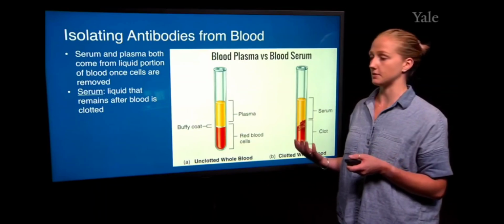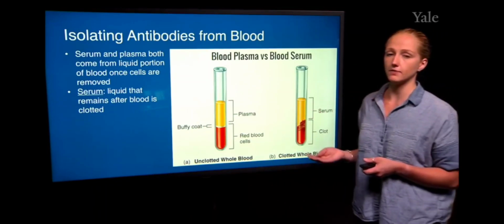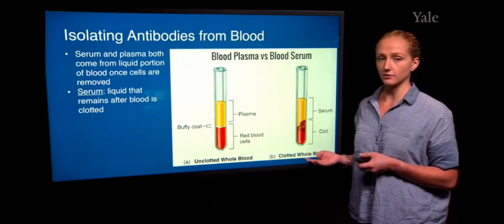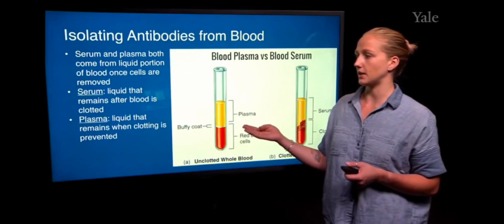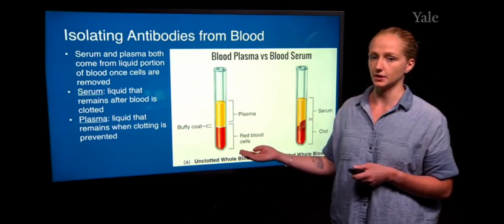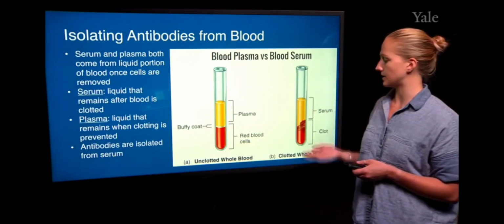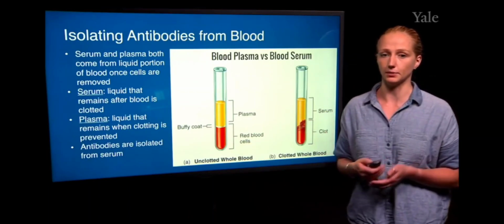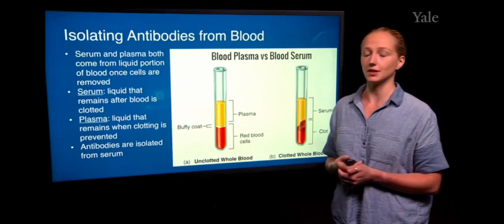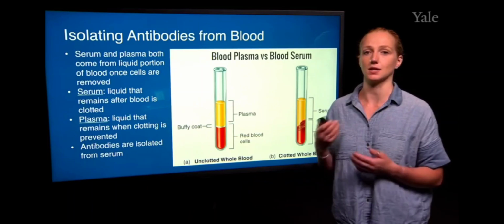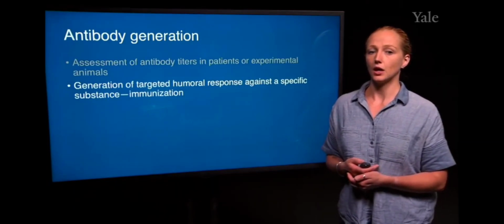As I mentioned already, serum is the liquid phase that remains after blood is clotted, and plasma is the liquid that remains when clotting is prevented. And what's important to remember is that antibodies are isolated specifically from serum and not from plasma. So this is a mechanism by which, again, you can get these samples from patients, you can get these samples from experimental animals. Now let's jump into immunization.